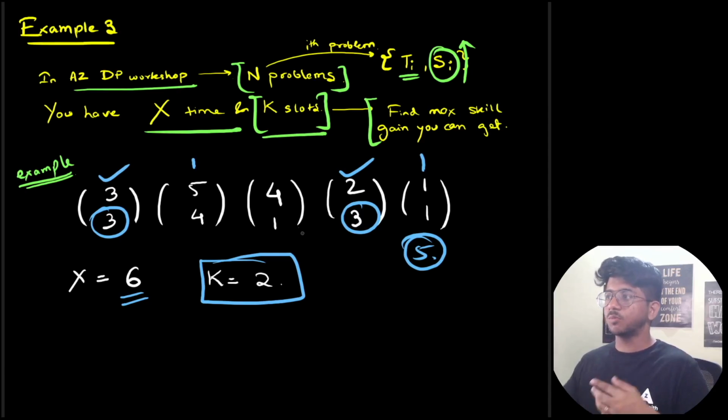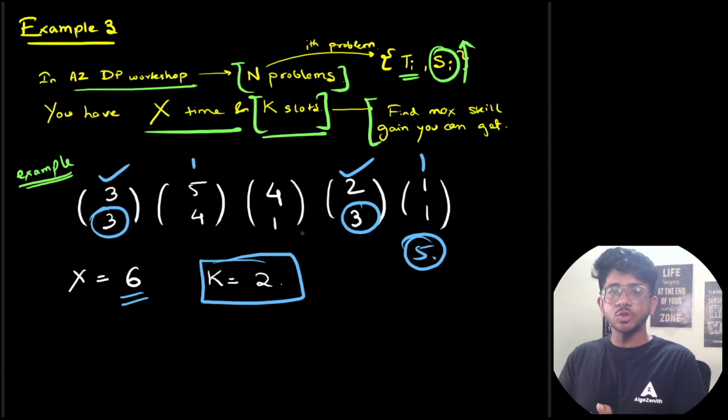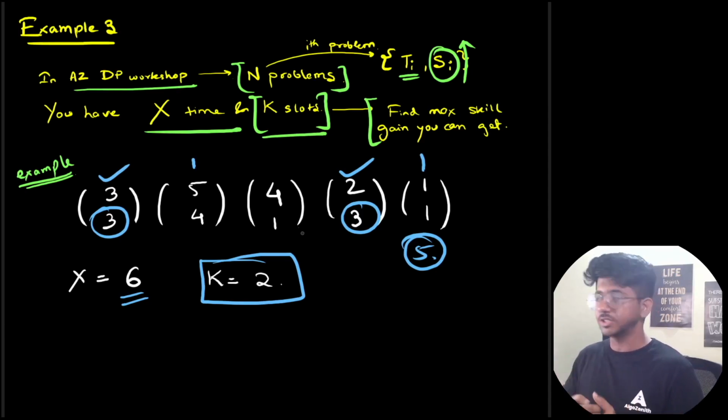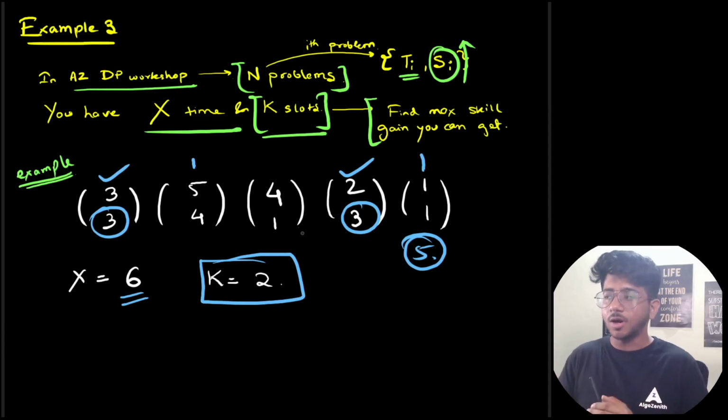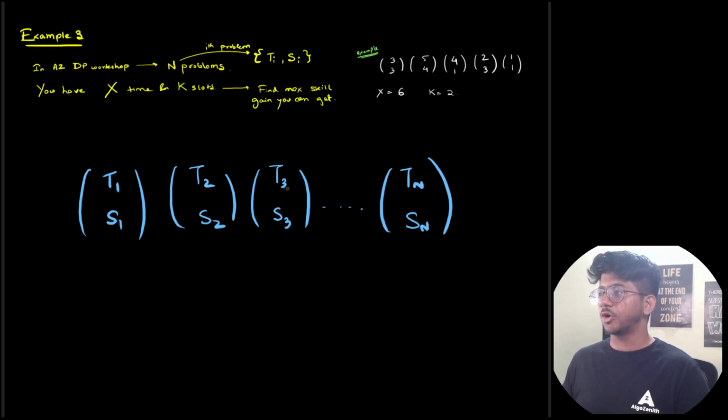6. So what we need to do is make the total sum of the time less than or equal to X. For the K slots, the maximum number of problems that we can select is K. And we have to make sure that we make the maximum skill out of it. That's the goal for this particular problem. So this is the problem, and this is the generalized form where you have T1, T2, T3, and so on.